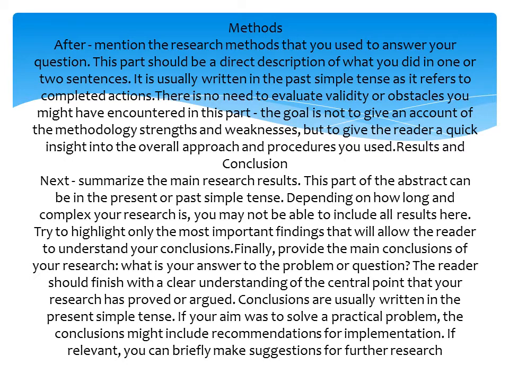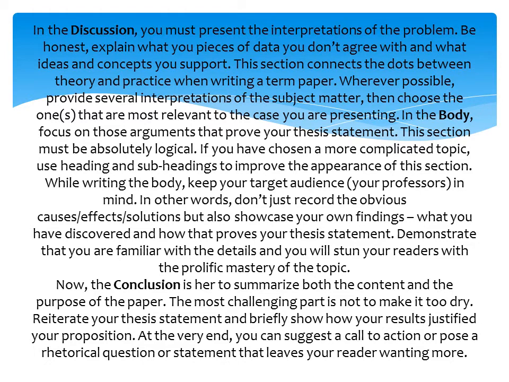And next, conclusion. Summarize the main research results. This part of the abstract can be in the present or past simple. Provide the main conclusions of your research. And conclusions are usually written in the present simple tense. If your aim was to solve a practical problem, the conclusions might include recommendations for implementation. If relevant, you can briefly make suggestions for further research. In the discussion, you must present the interpretations of the problem.